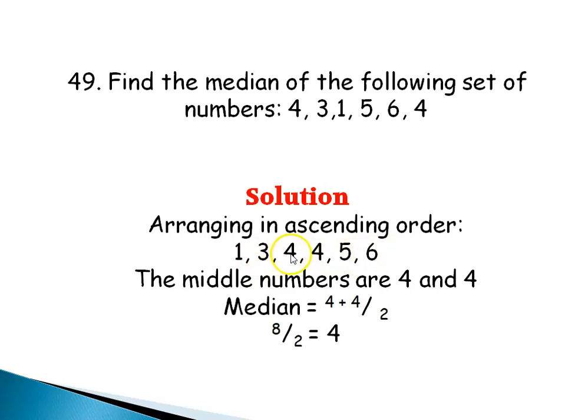So let's look at the middle number. Because you have 6 numbers in all, you're going to have 2 middle numbers. These are the middle numbers. Anytime you have 2 numbers in the middle, what you do is add the 2 together and divide by 2. But if it was just one number in the middle, that would be the median. So since we have 2 middle numbers, 4 and 4, add them together. 4 plus 4 divided by 2 is 8 divided by 2, which is 4. The median is 4.